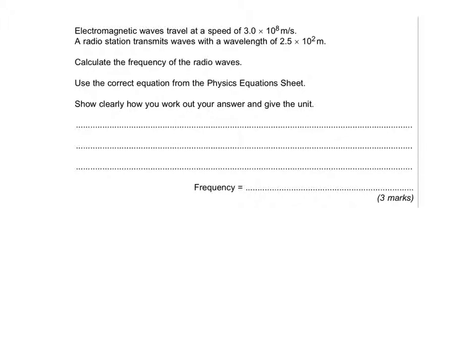In this example here, it tells you the speed is 3 times 10 to the 8 meters per second, and the wavelength is 2.5 times 10 to the 2 meters. So we don't need to do any conversions. We've got the meters per second and we've got the meters. They're asking us to work out the frequency, using the correct equation, that's the one that we've just looked at.